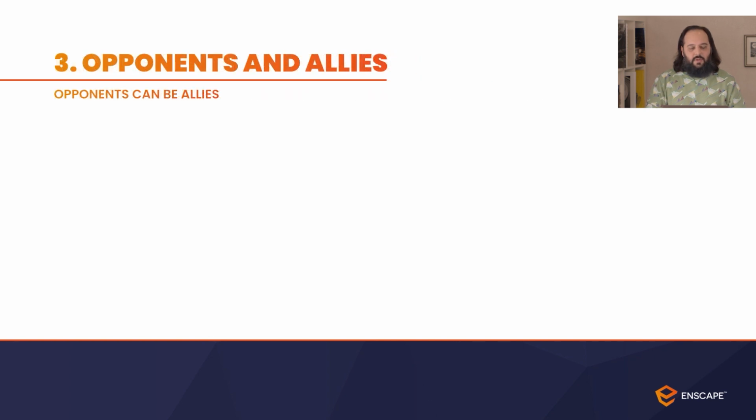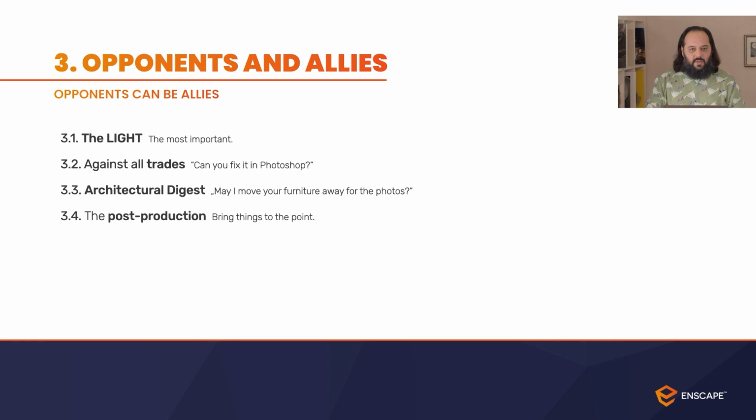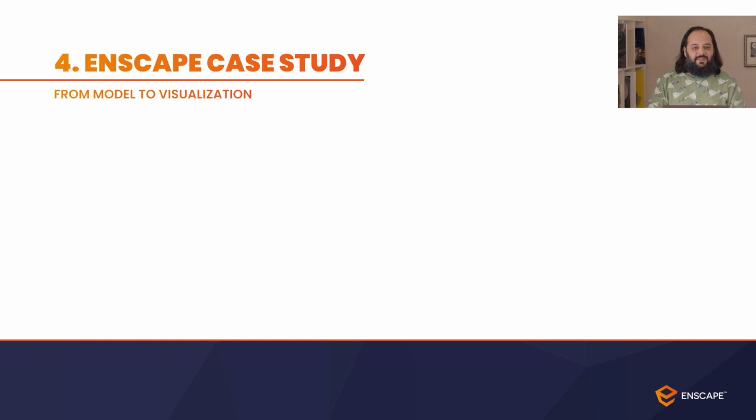Opponents and allies. Opponents can be allies. The light, the one and only, the most important in all its facets. Against all trades, we have not laid the floor. Can you fix it in Photoshop? Architectural Digest. Your furniture is wonderful. May I move it away for the photos? And the post-production. Bring things to the point, because nobody eats his good piece of meat raw, except for some special or even cultural influenced specialties, of course, but you certainly know what I mean. And last but not least, an Enscape case study, step by step from model to visualization.